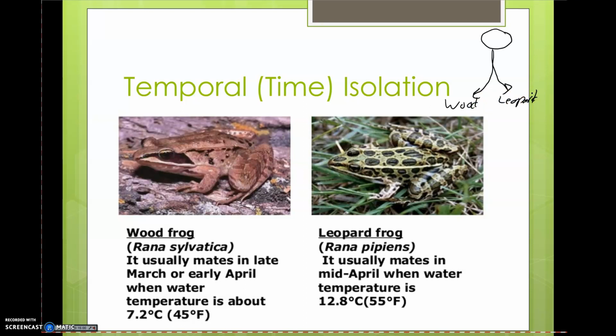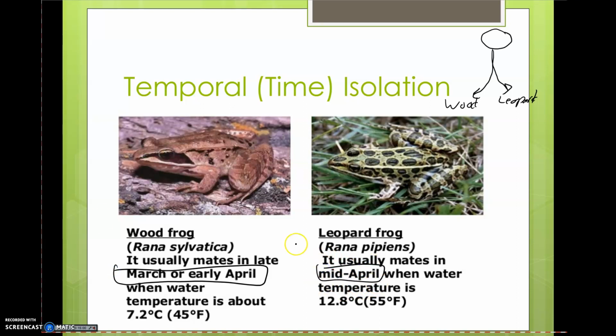These two frogs mate at different times. With animals, they usually mate at a certain time of the year, and that's it. They're not interested in mating at any other time. So if you take a look, the wood frog mates between March and early April, whereas the leopard frog is the middle of April.